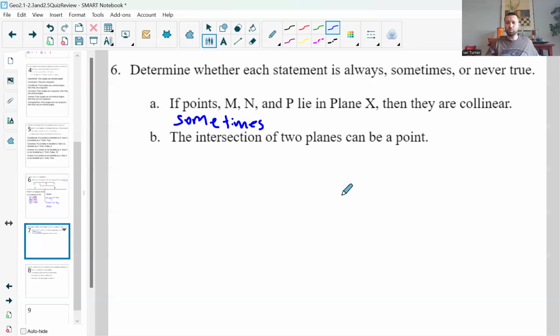So I think sometimes is a good answer. Intersection of two planes can be a point. That's never. Two planes intersect to form a line. Now, if it was 3 planes or 4 planes, then we could say yes. But if it's just two, they gotta form a good old line.